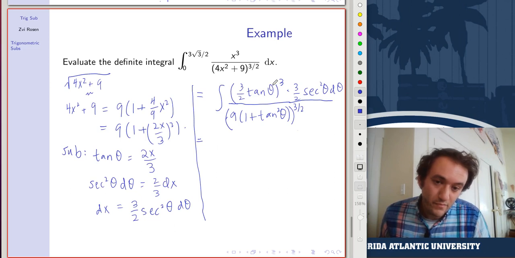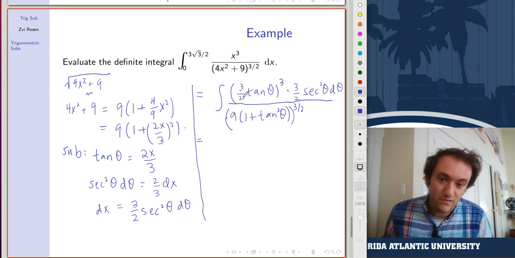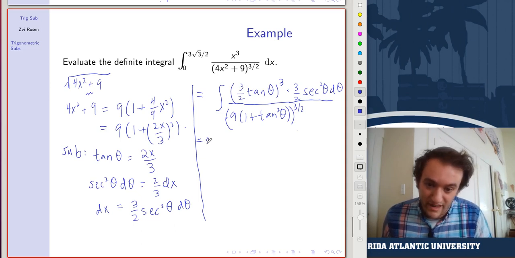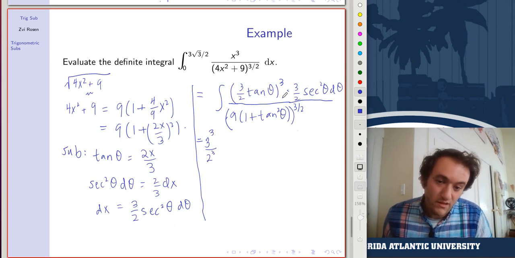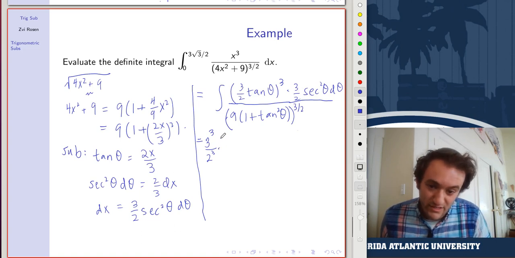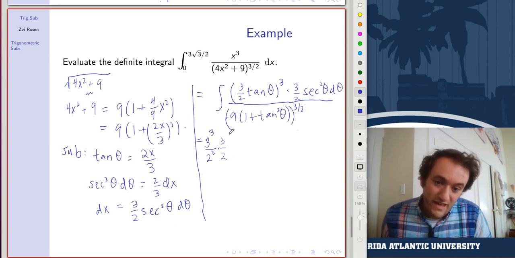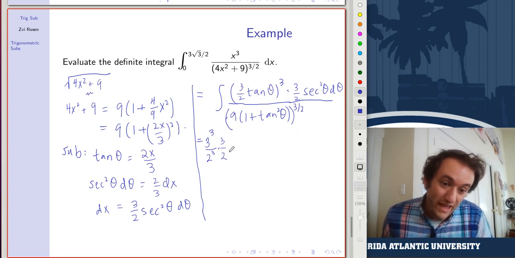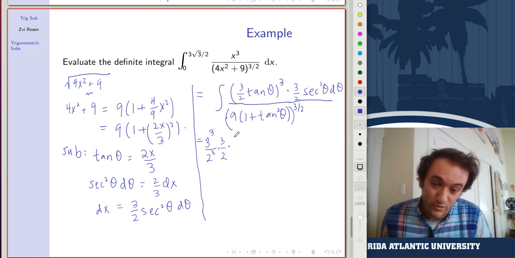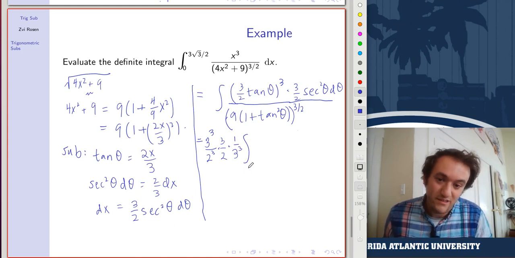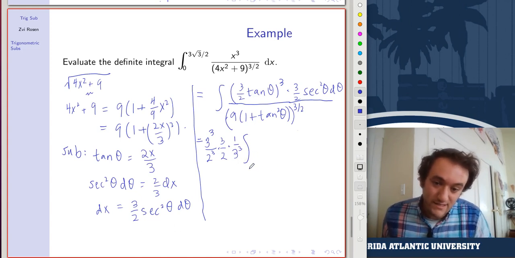On the top here we have this cube of 3/2, so we can pull that out: 3 cubed over 2 cubed, and then we'll just be left with tan cubed theta. We get another 3/2 over here, so I'll just add that in, times 3/2. And on the bottom, 9 to the 3/2 is also 3 cubed, so 1 over 3 cubed. Okay, we're clearing out all of the constants.